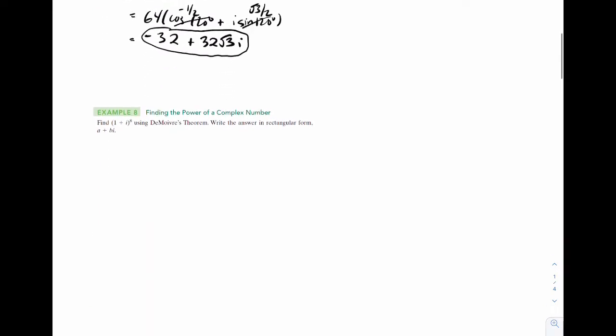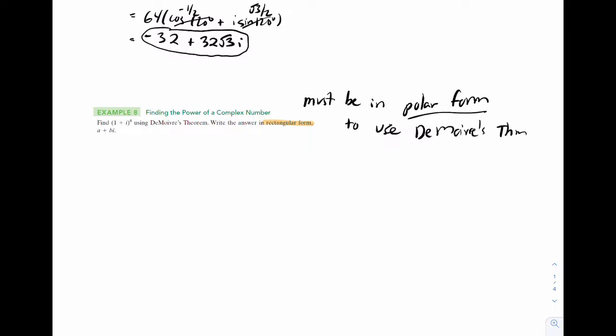Going to our next example. Find 1 plus i to the 8th using DeMoivre's theorem. Write the answer in rectangular form. To use DeMoivre's theorem, you must be in polar form. Write that down, that this theorem doesn't really work unless you're in polar form. So we're going to have to take this number and convert it to polar form.